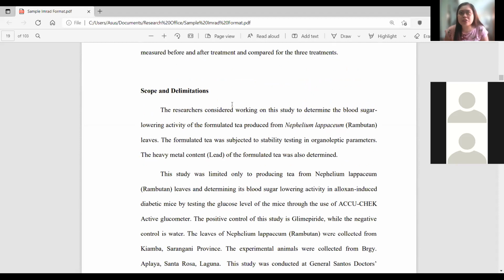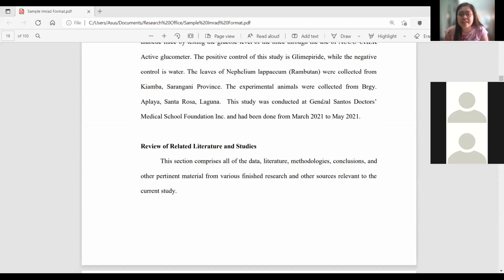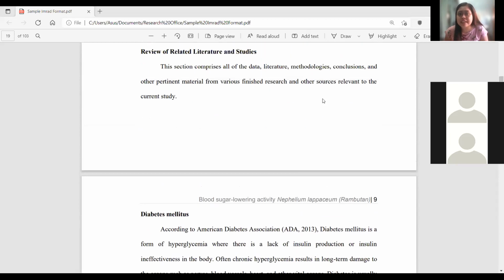So you have the introduction parts 1 and 2 there in Schoology. But we still have part 3 for the introduction, and that is the review of related literature and studies. And this is the longest subsection of the introduction.